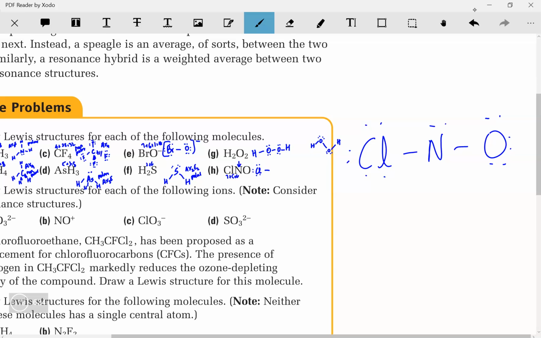So I'm going to remove one oxygen lone pair and give this a double bond. So now nitrogen has 8. 1, 2, 3, 4, 5, 6, 7, 8. Oxygen has 8. Chlorine has 8. Everybody's happy. This is a neutral molecule.